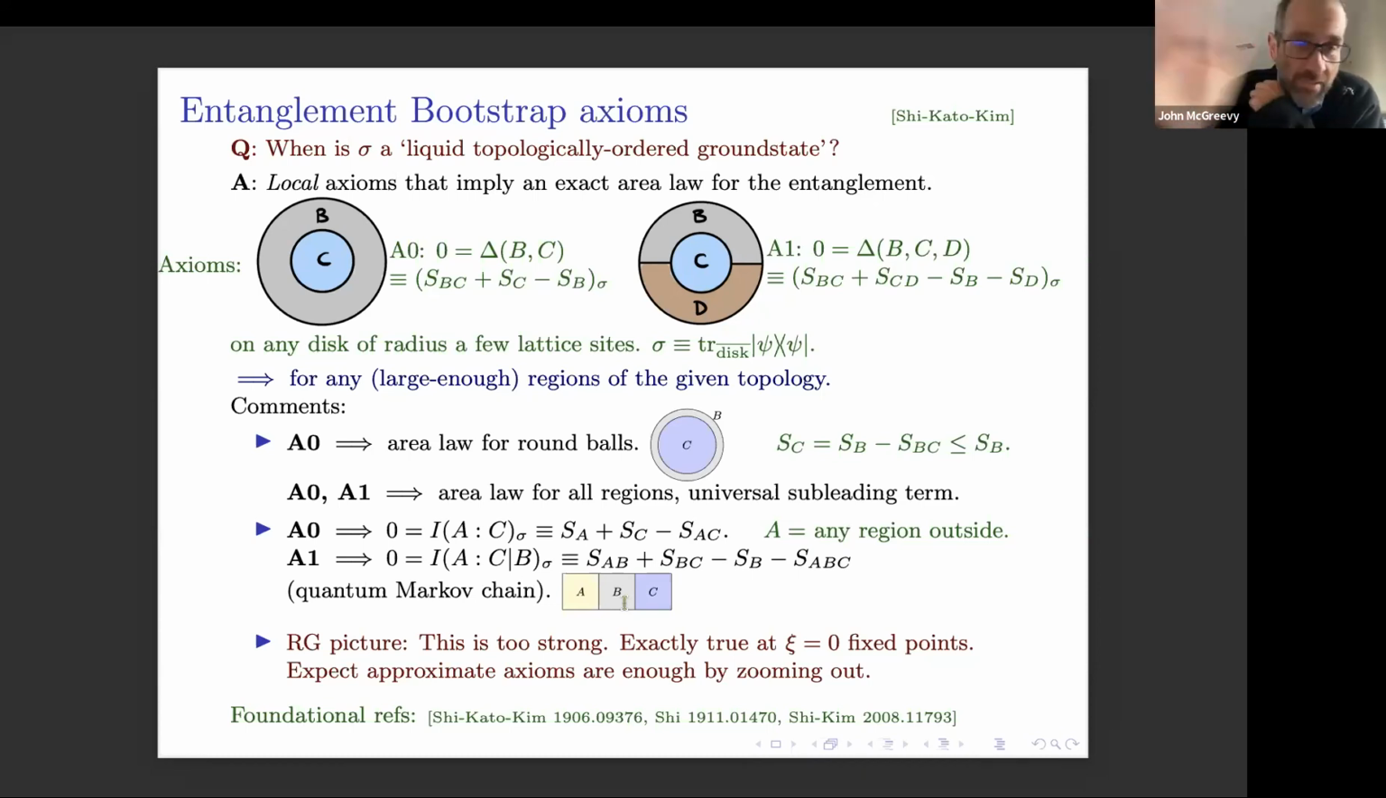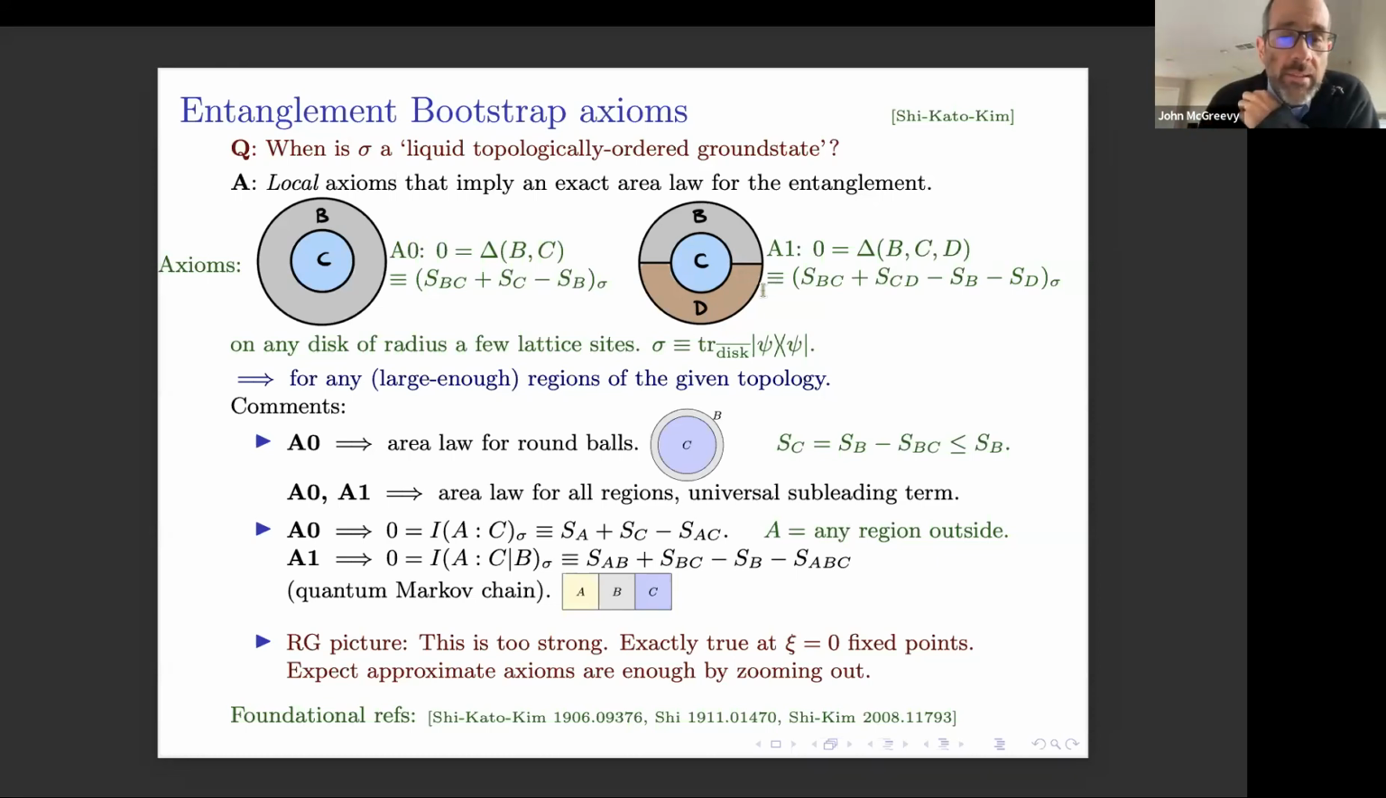So it's a powerful and wonderful statement about the state. On the other hand, you might worry that this is too strong an assumption. Certainly, it's not true that if I hand you a ground state of some gapped Hamiltonian somewhere in the middle of the phase, it'll exactly satisfy these two conditions. Rather, we expect that these two conditions are a property of the fixed point of the renormalization group.